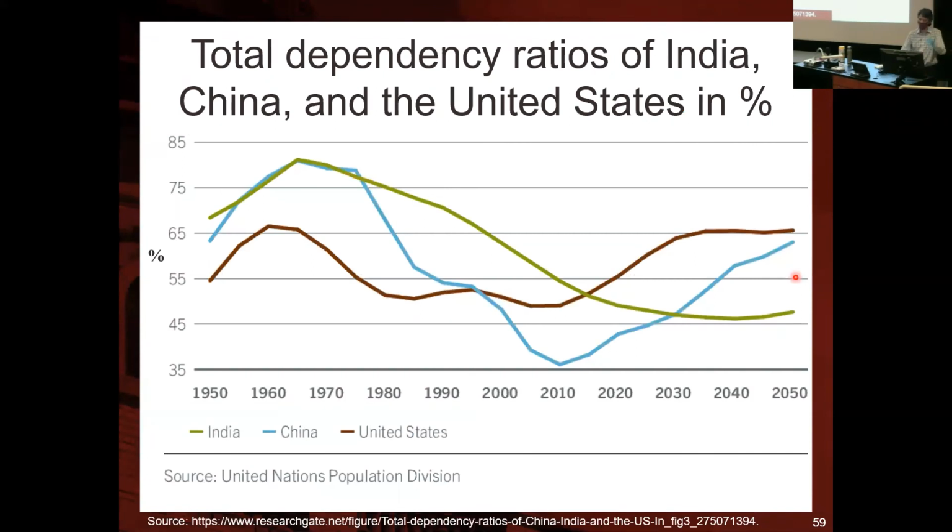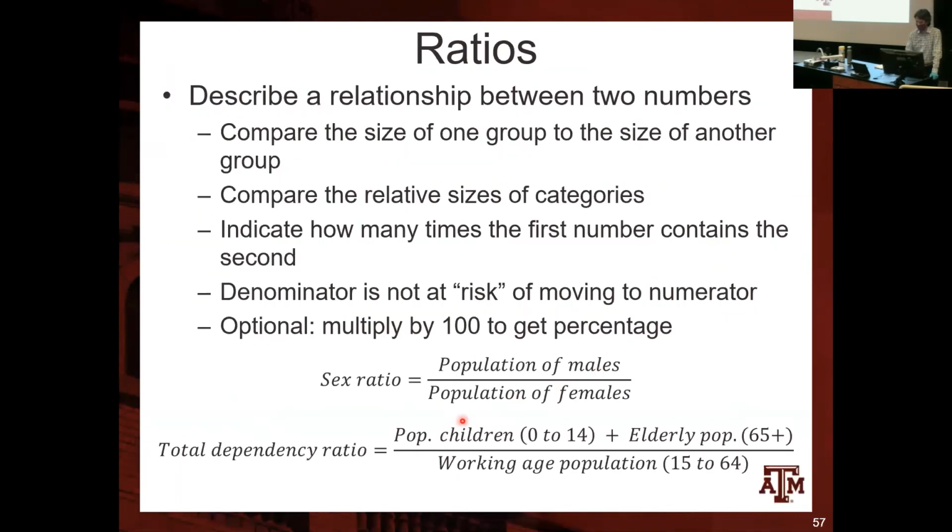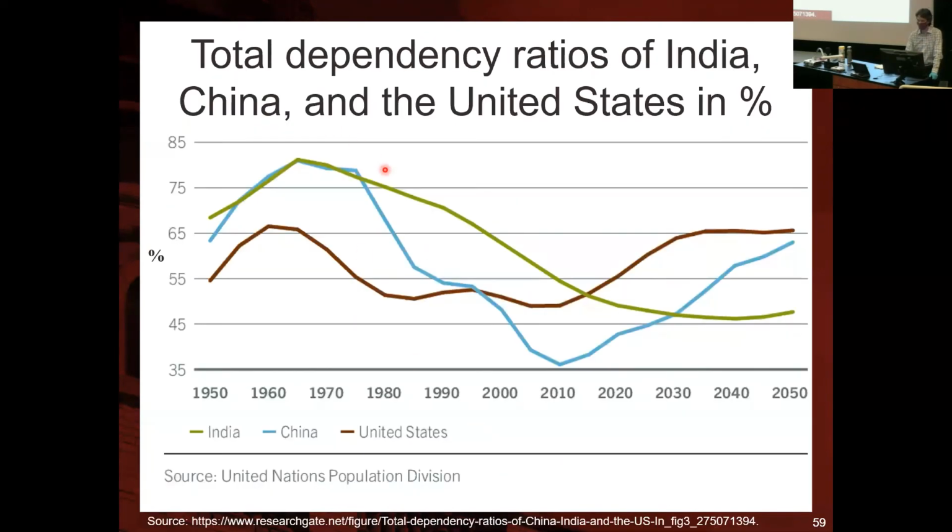The total dependency ratio, this is data from India, China, and the United States, and it's also in percentage. For India, you see that the total dependency ratio increased up to the mid-1960s, and then it started to decline. This is mostly caused by declining fertility. So if you go back to the formula, when you have declining fertility, this population here gets smaller, the population of children. The numerator gets smaller, then the total dependency ratio falls.